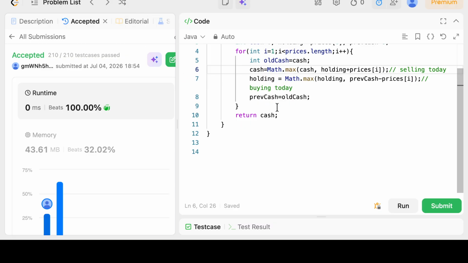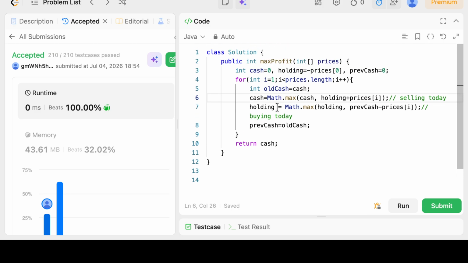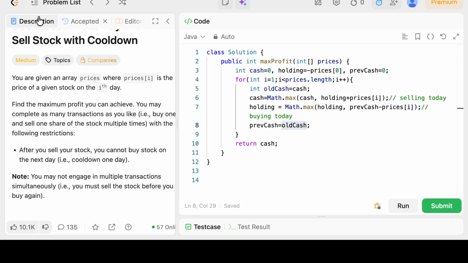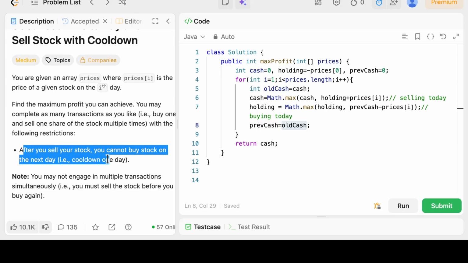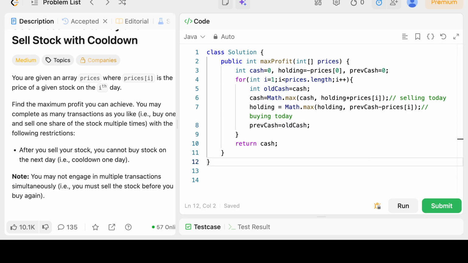So if you compare with the last problem I solved in the last video, this one is lighter. Only a few changes are needed. I just need to maintain a new variable to store the previous cash that I can utilize today for buying, and update it to ensure that we can't use the same-day cash for buying today, to satisfy this condition. Okay, so this is the solution.